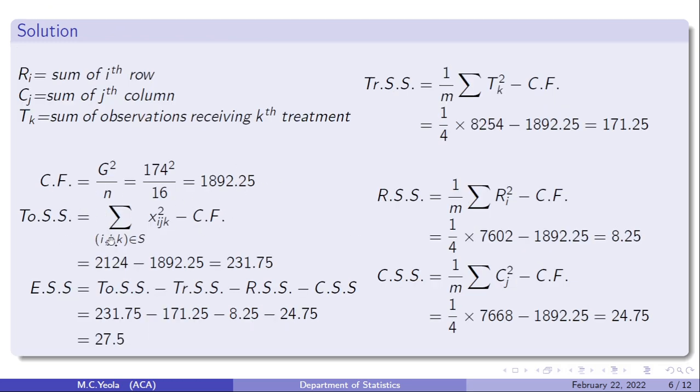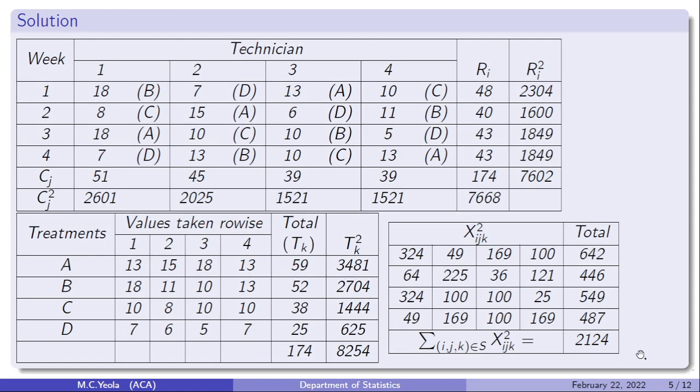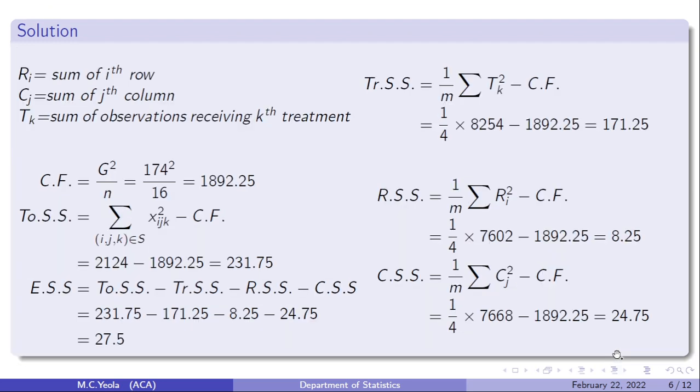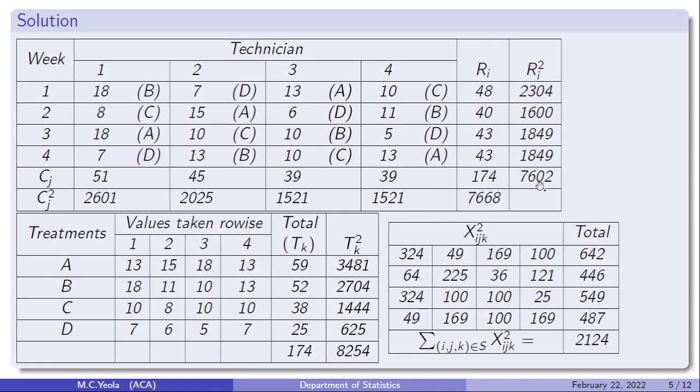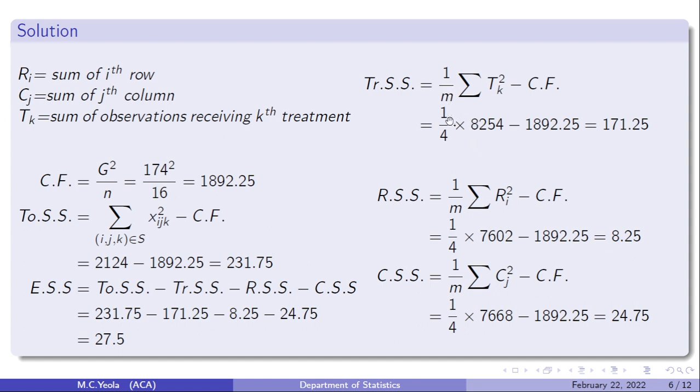Total sum of square is summation of xijk square over the triple sum actually, minus CF, and this sum is 2124 minus that CF we have obtained here. So subtracting, we'll get this as the total sum of square. Treatment sum of square can be obtained as 1 upon m summation Tk square minus CF. So we'll have this Tk square sum, this value we have taken, and 1 by 4, 1 upon m, minus CF is this value. So we get this as treatment sum of square.